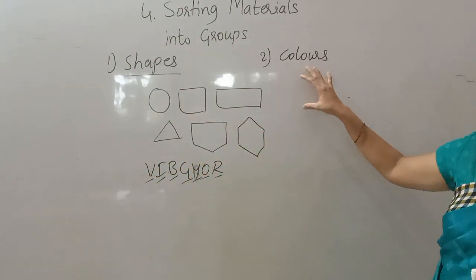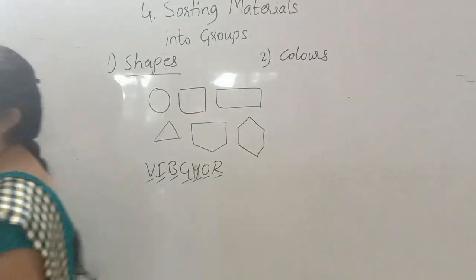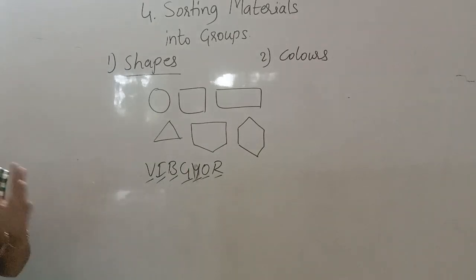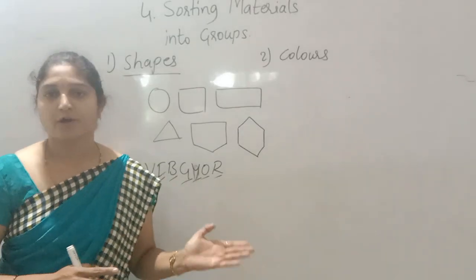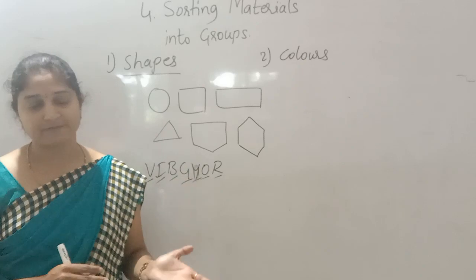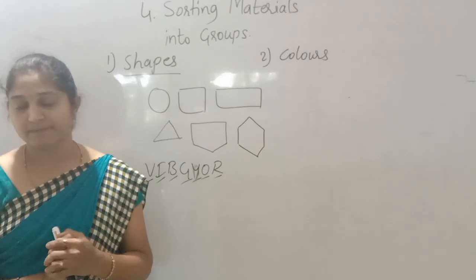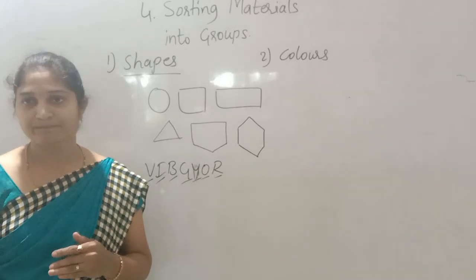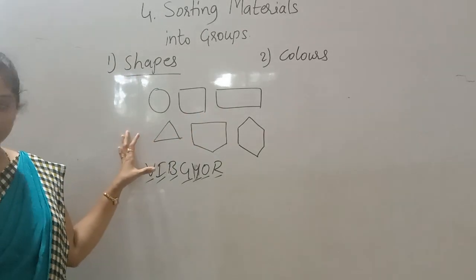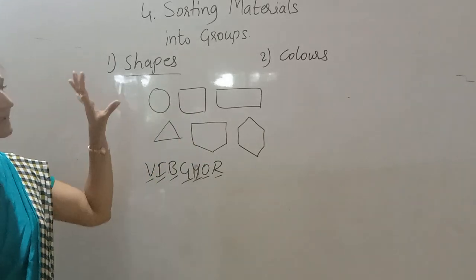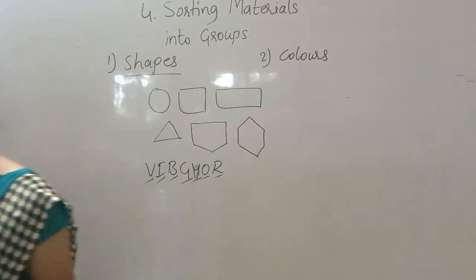And by considering the color of the object, they are going to be sorted. For example, the objects which are orange in color may be orange color clothes, orange color fruits, orange color vegetables, orange color toys. They are going to make a group by considering the color. So by considering shape, we can make groups of objects, and by considering their colors also, we can make groups of objects.